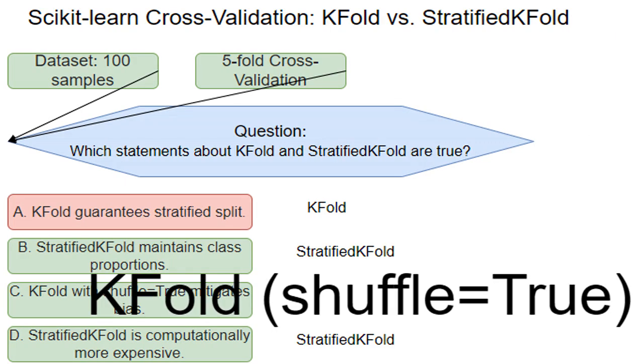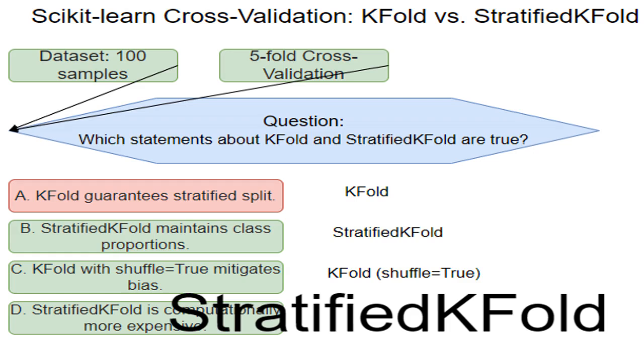Using the shuffle argument with kfold randomizes the data before splitting to reduce bias caused by potential order in the original data. This is a more sophisticated version of k-fold cross-validation. It's designed to handle imbalanced datasets. It maintains class proportions in each fold, resulting in a more reliable evaluation of the model's performance.